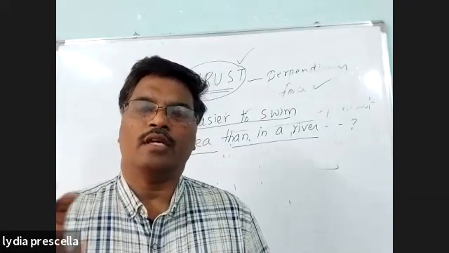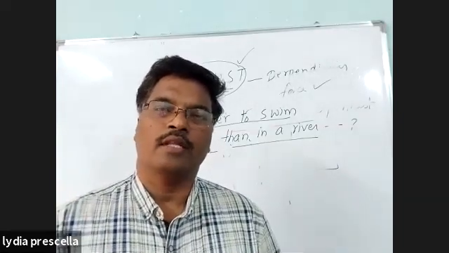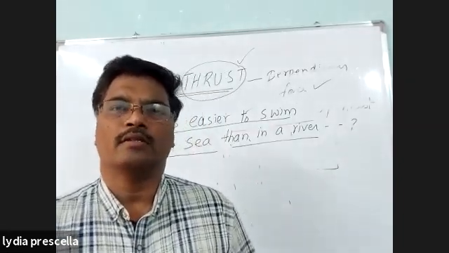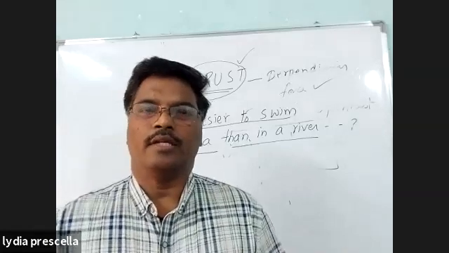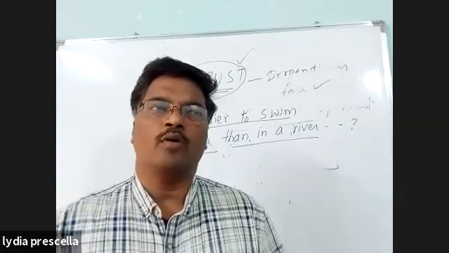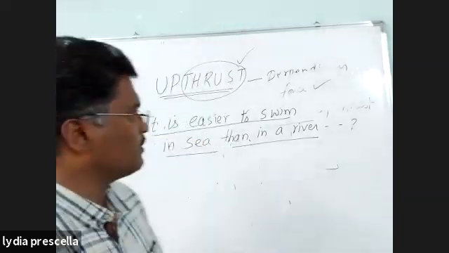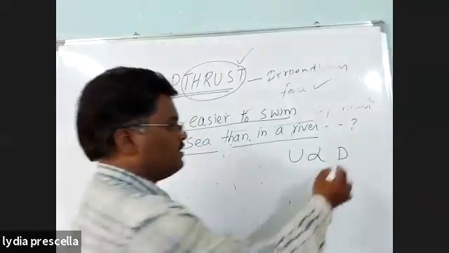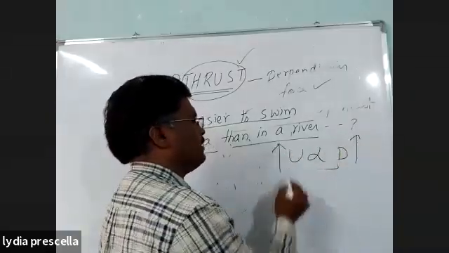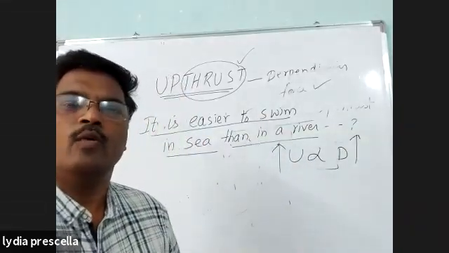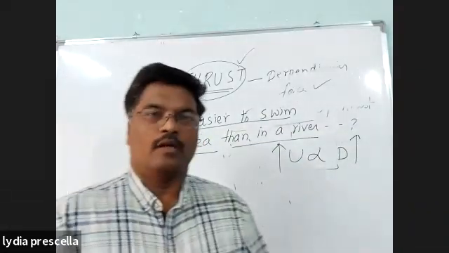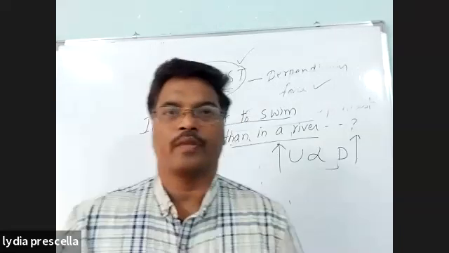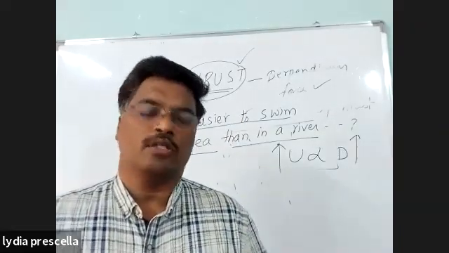See, if you think about a river, then a river contains fresh water. If you think about sea, it contains salt water. See, salt water has more density. We already know that upthrust is directly proportional to density. If density is more, then upthrust is also more. That is the relation we have to know. So we must answer the question like this. A river contains fresh water, but sea contains salt water.